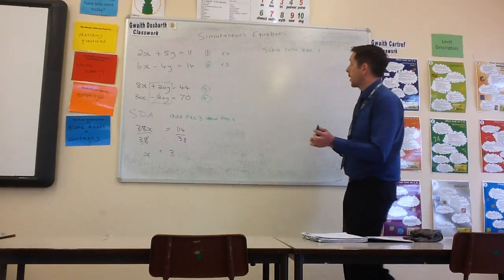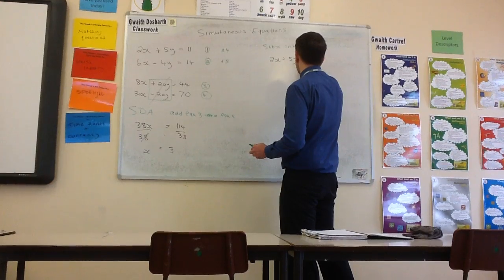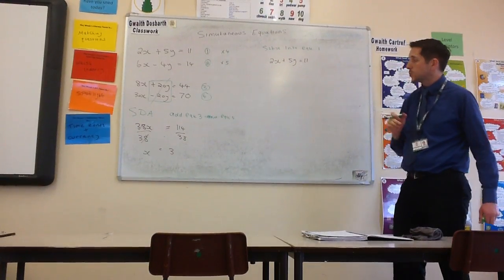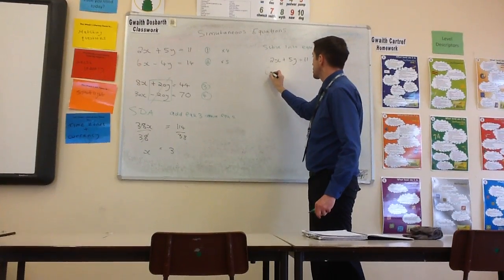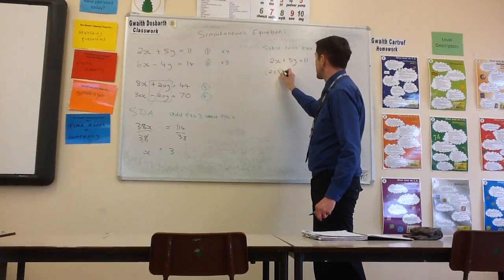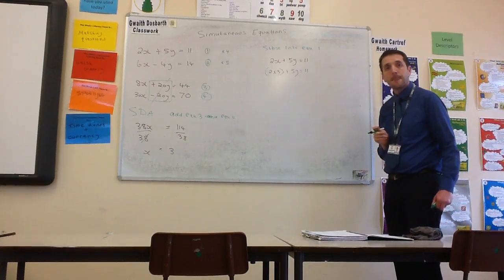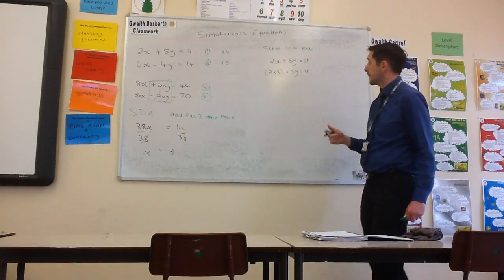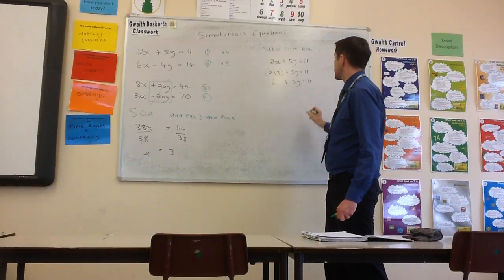Rewrite out equation 1 so you know what we're dealing with. So 2x plus 5y equals 11. We just worked out that x is 3, so we're going to substitute that in. 2x becomes 2 times 3 plus 5y equals 11. We can now work out what 2 times 3 is. It's going to give us 6 plus 5y is 11.